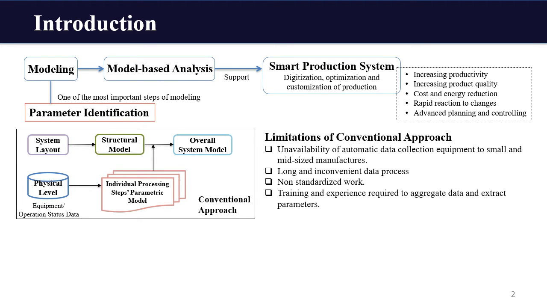There are many limitations. First, some small and medium-sized manufacturers do not have any automatic data collection equipment, so data collection is difficult for them. Then, in order to get valid machine parameters like the uptime and downtime for each machine, we have to spend a long time collecting enough observations to make sure they are of high accuracy.